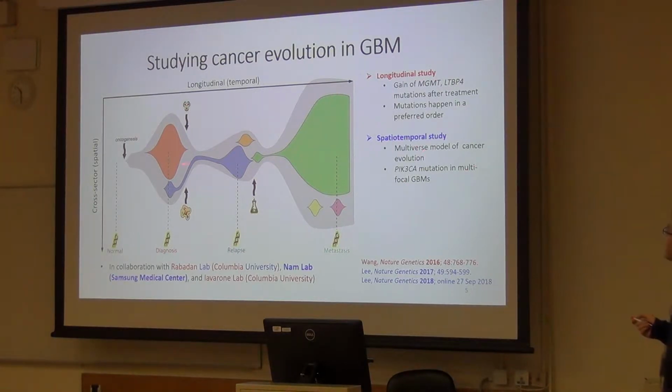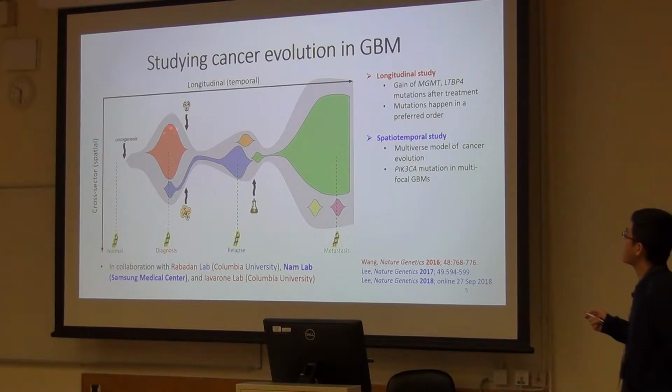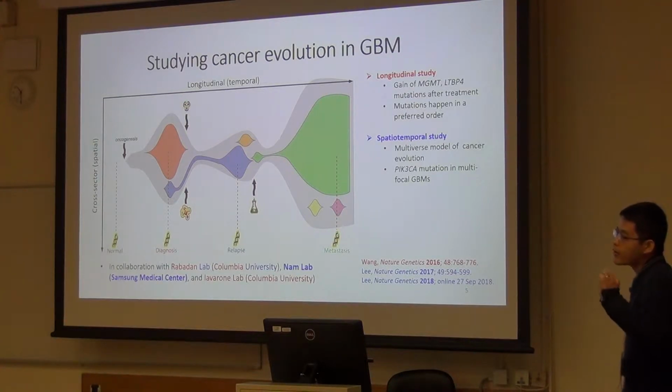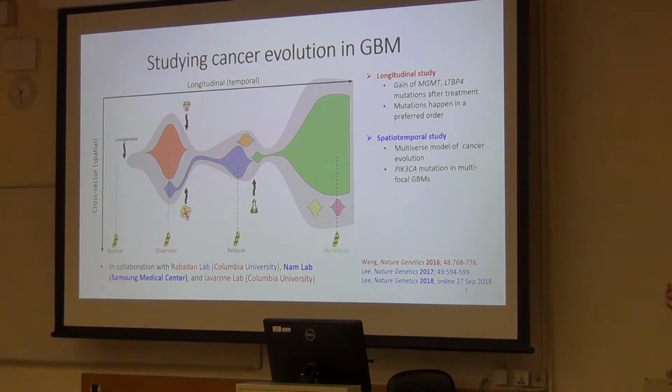In the second study, we studied the spatial information of the cancer cells. We can take the cancer cell from the same patient at the same time point, but different locations. Also, we can monitor the difference between different locations in terms of genomic mutation.